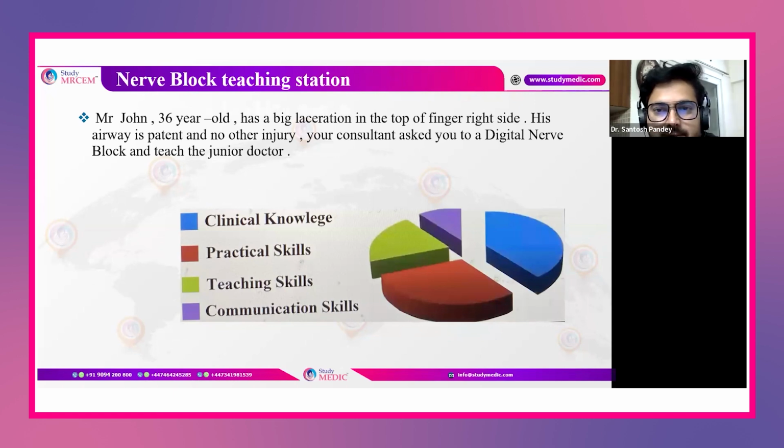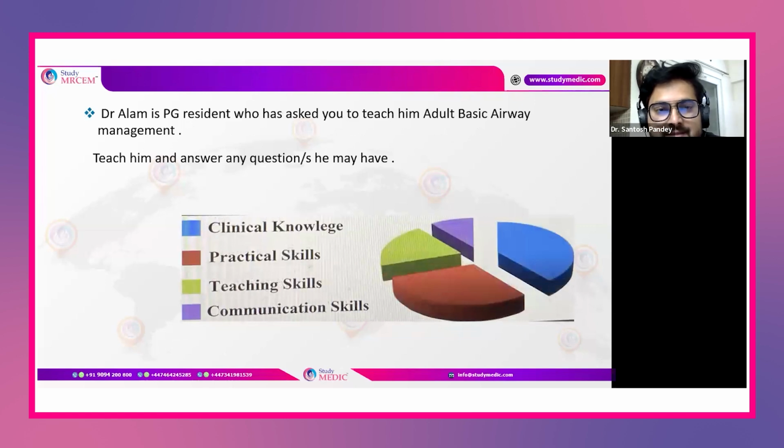I'll give you one more example of the kind of question that usually comes in an OSCE. Imagine Mr. Alam is a resident who has asked you to teach him adult basic airway management in the ED, and you have to teach him and answer whatever questions he asks. Again, before you enter the room, you have 1 minute to go through the scenario, and the segregation of marks is very important. Even though it's a teaching station, the marks are much more for the practical skills and the clinical knowledge. So make sure you set your mindset accordingly before you act.